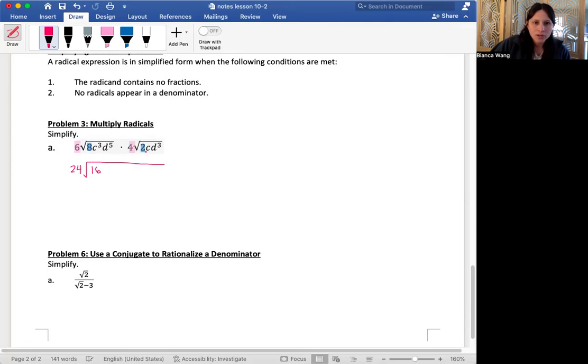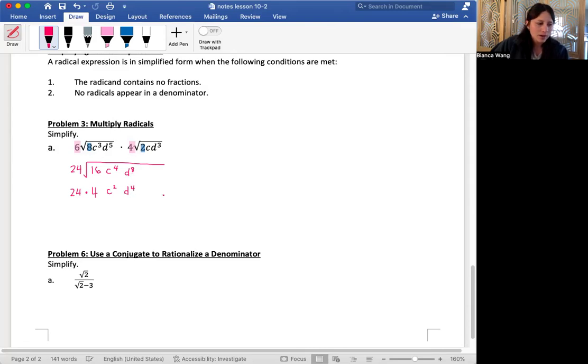C to the third power times C to the first power is C to the fourth power. D to the fifth times D to the third is D to the eighth. So we're going to simplify and reduce what we have here. This would be 24 times square root of 16 is 4. Square root of C to the fourth is C to the second. Square root of D to the eighth is D to the fourth.